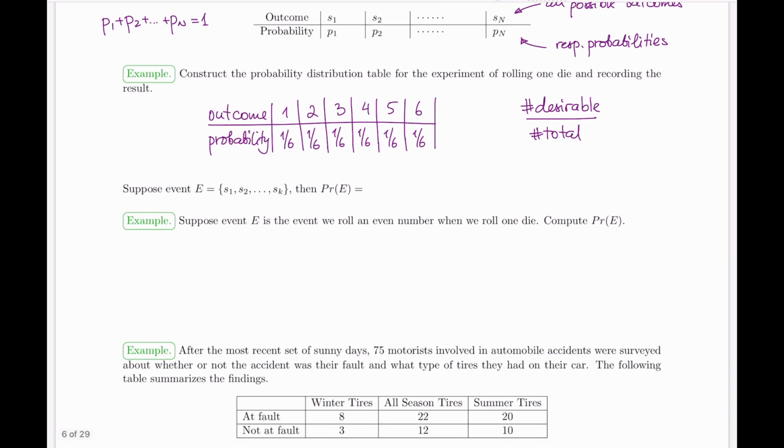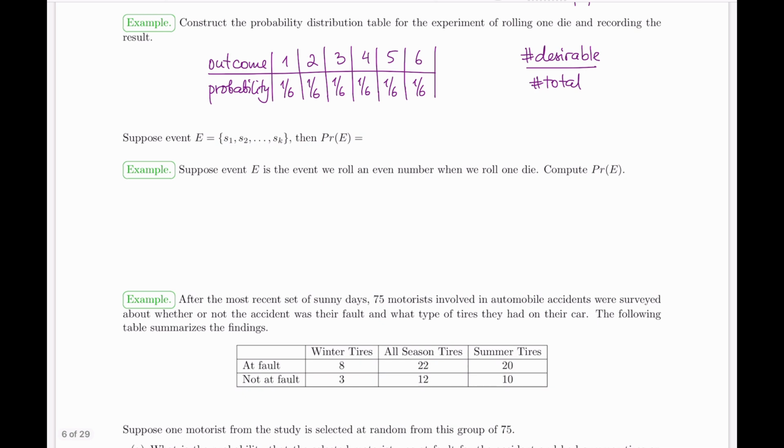What we have is now the ability to use this table to not just write out all the outcomes and all probabilities, but calculate something about a specific event. So if I have that the event being a subset of all the possible outcomes is S1 through Sk, not Sn, then the probability of that will be the sum of the probabilities of the possible events all the way up to Sk. Okay?